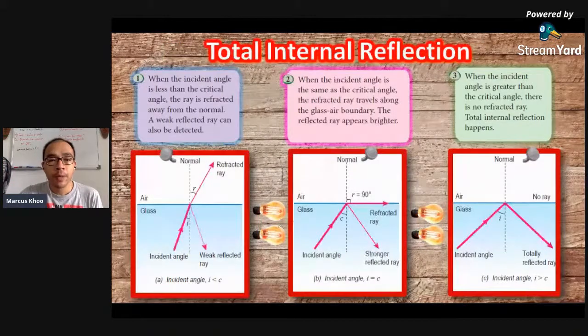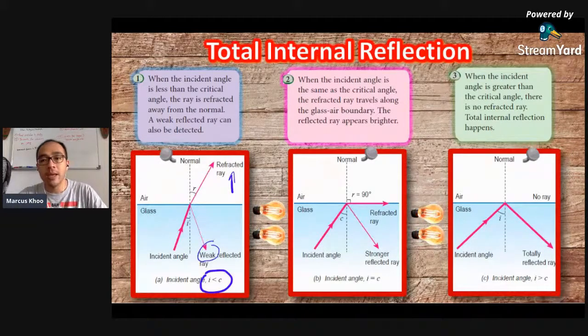Now just now we can see this and we can see this, but what we didn't see is this. As I said, if the incident angle is less than the critical angle, most of it will be refracted, some of it will be reflected. So the refracted ray will be strong, the reflected ray will be weak. And when the incident ray is bigger than the critical angle, everything will be totally internally reflected. There is no more refraction.